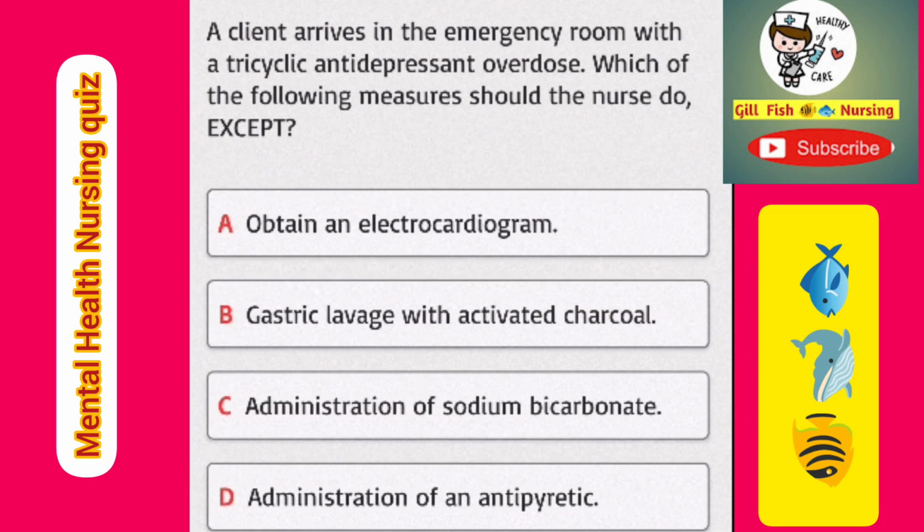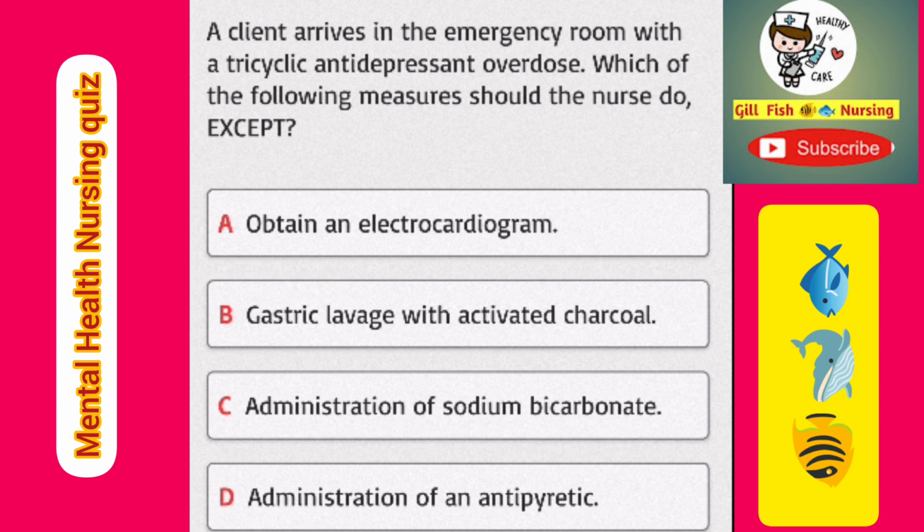Next question. A client arrives in the emergency room with a tricyclic antidepressant overdose. Which of the following measures should the nurse do except? A, obtain an ECG, that is electrocardiogram. B, gastric lavage with activated charcoal. C, administration of sodium bicarbonate. And D, administration of antibiotic. So can you see the question? They are given tricyclic antidepressant. So what is the question here? Which of the following measures should the nurse do except?